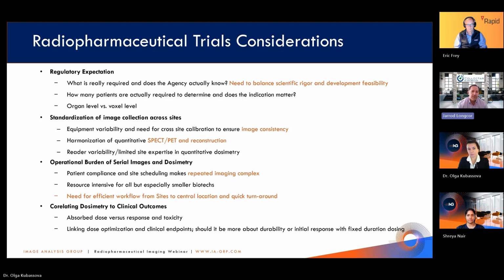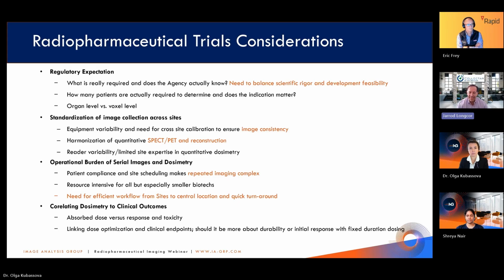The next is, obviously, more of a patient and site challenge, which is the fact that doing dosimetry requires serial imaging across a number of days. That has an issue with patients wanting to come back to the clinic repeatedly to be imaged, and it allows for both the organ and tumor dosimetry calculations to be conducted.